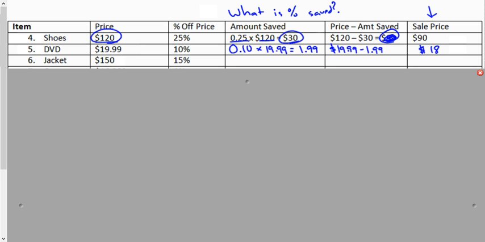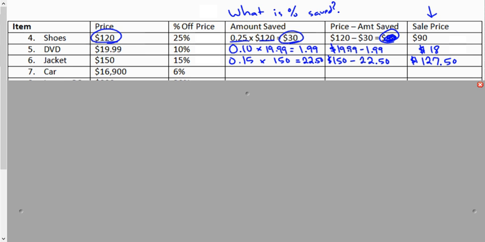Same thing for the jacket. What is 15% of $150? Well, let's see here. 0.15 times 150 would be 22.50. So $150 minus 22.50 would be $127.50. Number 7, let's just say you had a car.